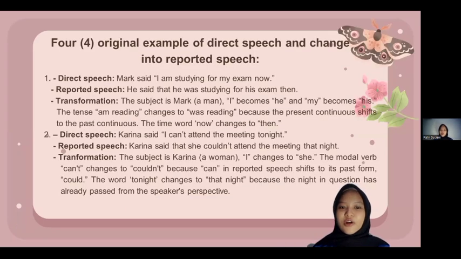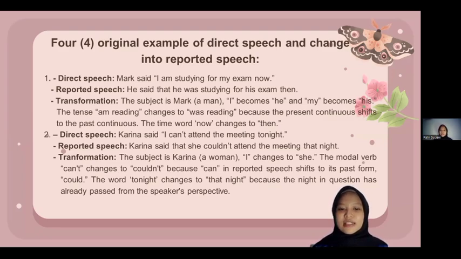Next, original examples of direct speech changed into reported speech. Number one: Mark said, "I'm studying for my exam now." The reported speech is: he said that he was studying for his exam then. Because the subject is Mark, a man, I becomes he, and my becomes his. The tense I'm studying changed to was studying because the present continuous shifts to the past continuous. The time word now changed to then.